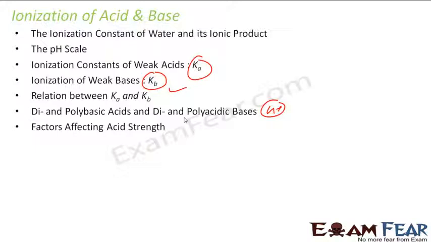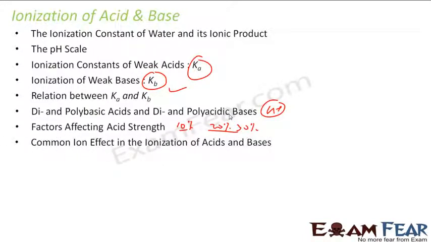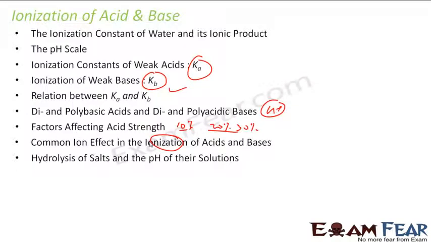We'll study the factors that affect the acid strength. As I told, some acids get 10% ionized, some 20%, some 30%, right? The percent value. So what are the factors which determine the strength of the acid? We'll talk about that. We'll also talk about the common ion effect in the ionization of acid and base, where you add some ions and the ionization is impacted. And we'll also talk about the hydrolysis of salt and pH of their solution. So we'll discuss all these things in the next few slides.